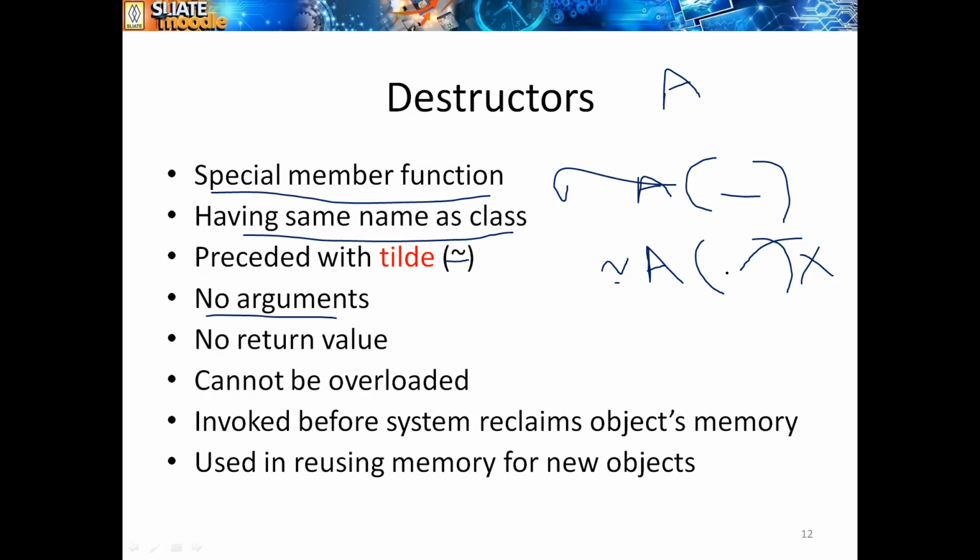A destructor can't be passed parameters. That's the reason it can't be overloaded. That's the reason it can't take arguments. This means it can't be overloaded. It is invoked before the system reclaims the object's memory.